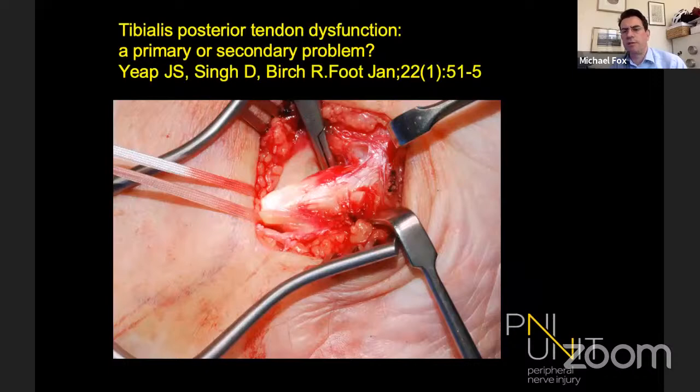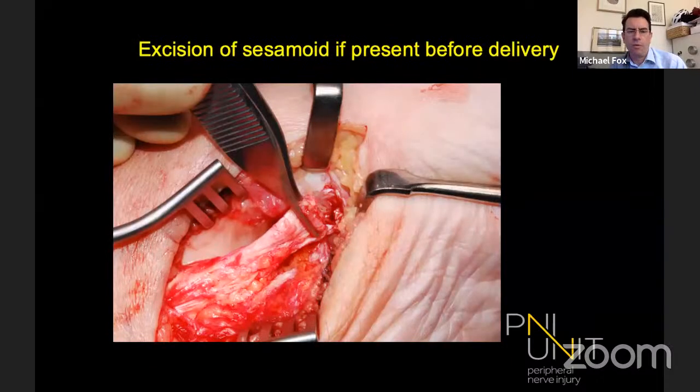What about taking the tibialis posterior tendon off? Does that cause a problem with secondary flat foot? No, probably not. When you take it off, you may or may not have a sesamoid bone underneath it. Before you deliver it to the proximal wound, take the sesamoid bone off. It will be much easier to do that.